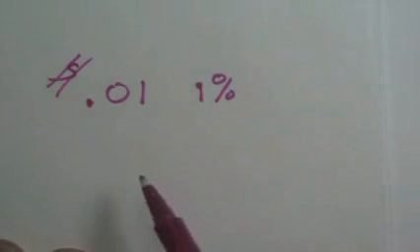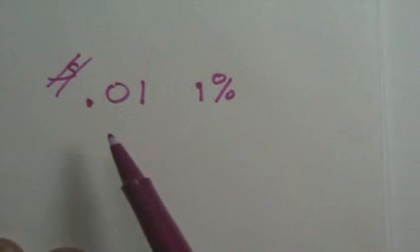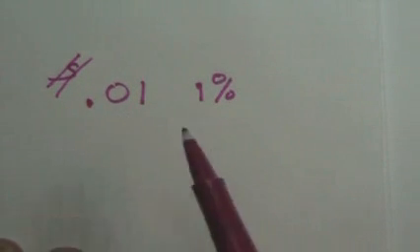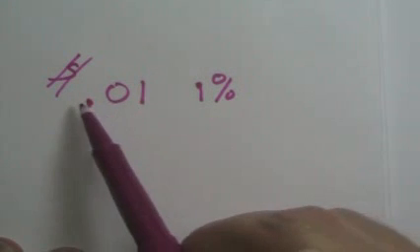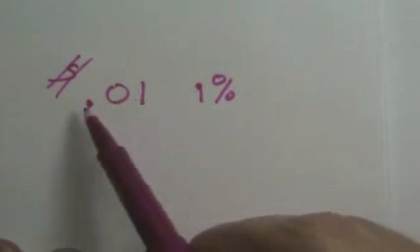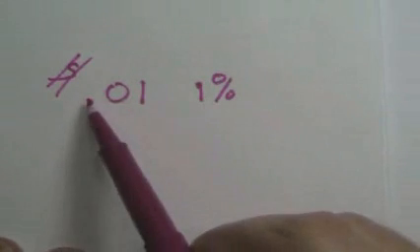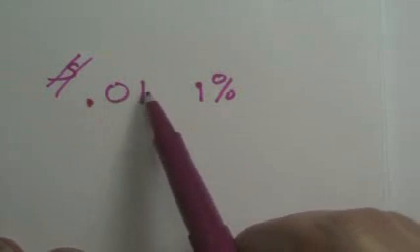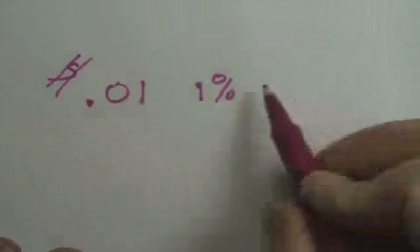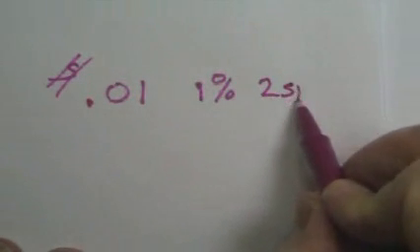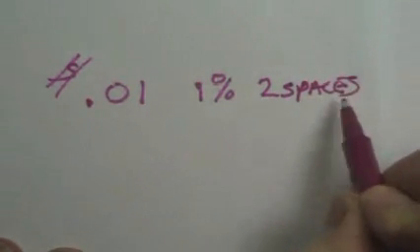And one thing I do to help memorize this, like how do you know if you move one or two spaces? All right, well, this is how I remember it. 1 cent. Here's 1 cent. Okay, 1 cent, 1%. Notice that the 1 is 2 spaces over from the decimal. That's how I remember 2 spaces.